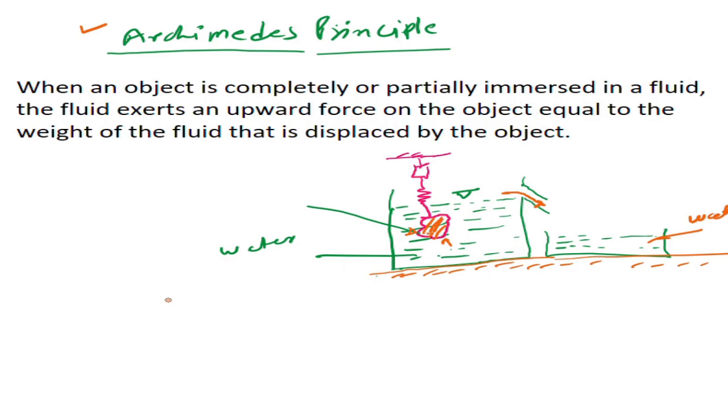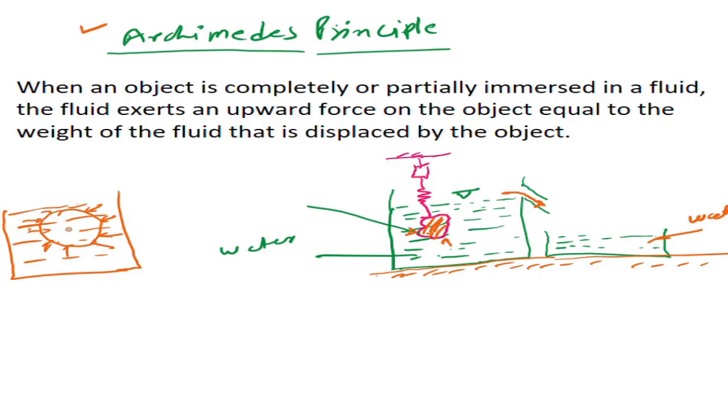What does it mean? It means, for example, here we have a container. It has liquid, for example water. When we put an object here, what will happen? This liquid exerts a force on this object, a net upward force. That force is called the buoyancy force.